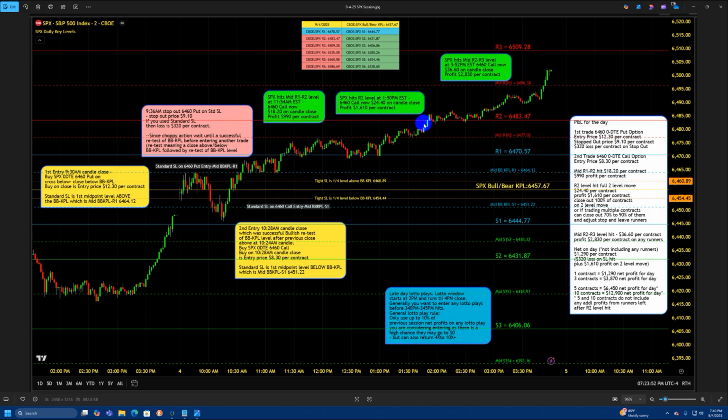Here at 1:50 p.m., which is this candle here, the 6460 call is now $24.40 on this candle close. This is when SPX now hits the R2 level. So with this indicator, you would like to exit your contracts when price has moved up 2 full levels. If you would like to get out early, you could at the mid R1, R2 level.